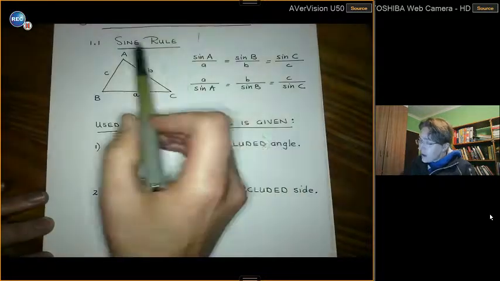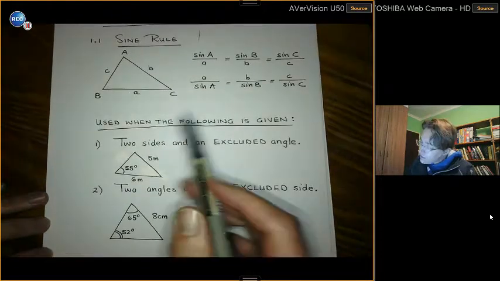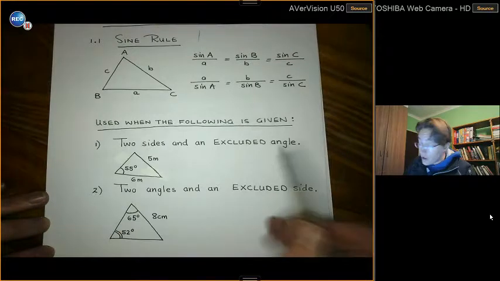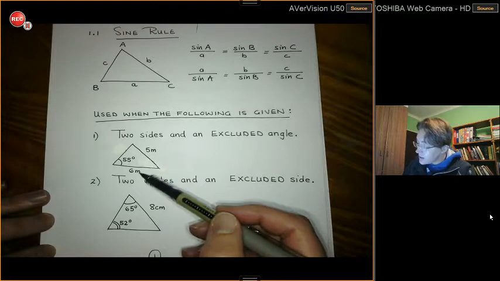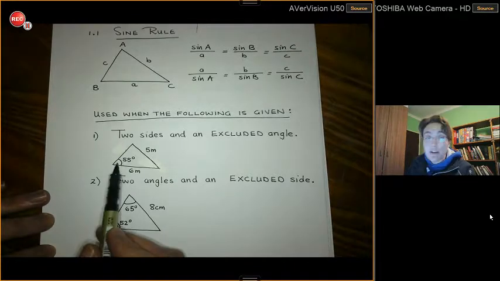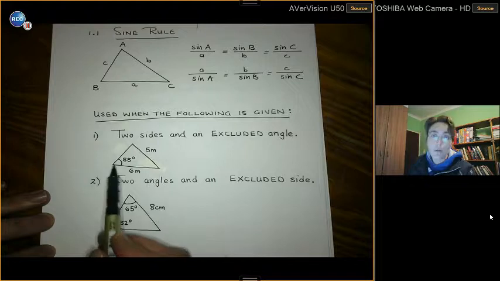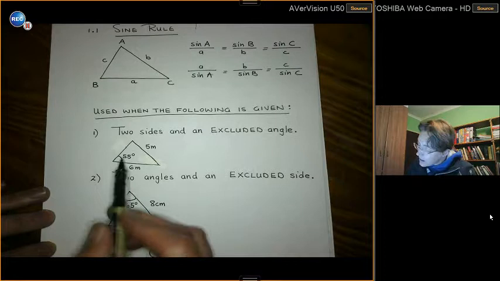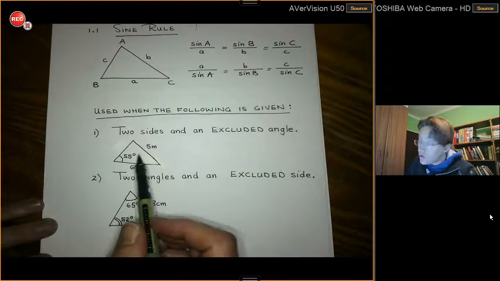Now the sine rule specifically is used under the following circumstances. The first one is when they give you two sides and an excluded angle in a triangle. So in this triangle, they've given you this side 5 meters, this side 6 meters, and then they've given you an excluded angle, excluded meaning it is not included between the two given sides, it is outside those two given sides. Then we can use the sine rule. What they would normally ask for here is to calculate an angle.